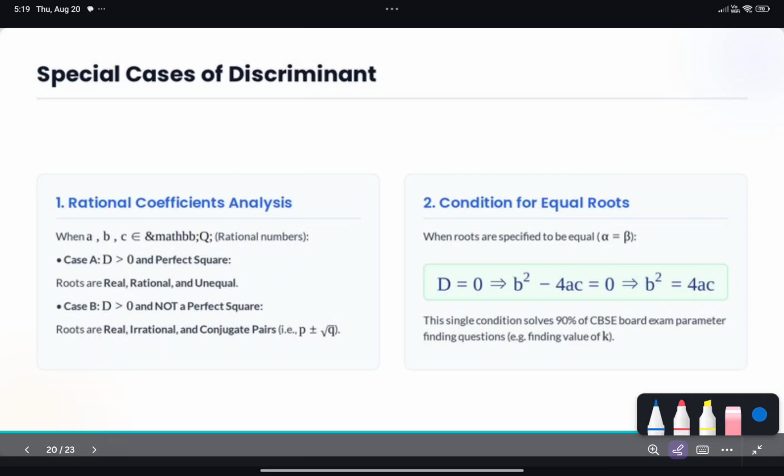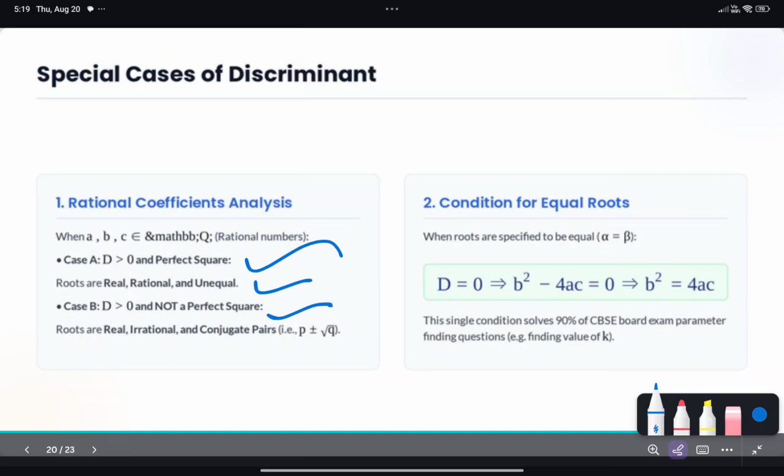Rational quotient analysis. You know, D is equal to b square minus 4ac. If D is equal to 0, b square minus 4ac is equal to 0, b square is equal to 4ac. D greater than 0 and perfect square: roots are real, rational and unequal. Real and rational and unequal.